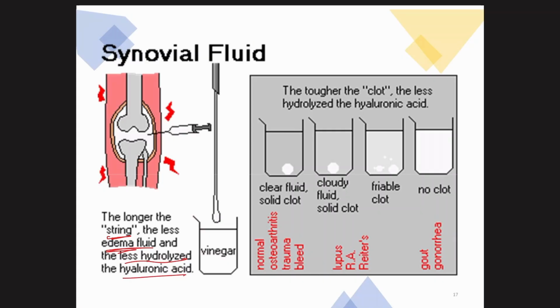If you have clear fluid and the clot of the synovial fluid stays together, that drop still stays formed, that could be either normal, osteoarthritis, trauma, or bleeding. Basically, there's no infection at this point. So clear fluid, solid clot, that's normal synovial fluid. Nothing's wrong with that patient. It could be osteoarthritis causing the pain. It could be trauma to the area causing that problem. But the synovial fluid is normal.